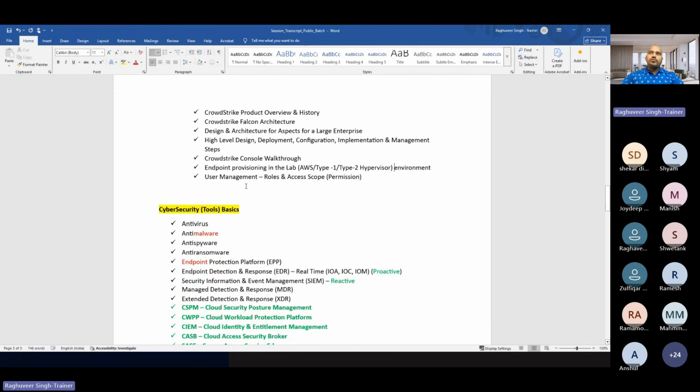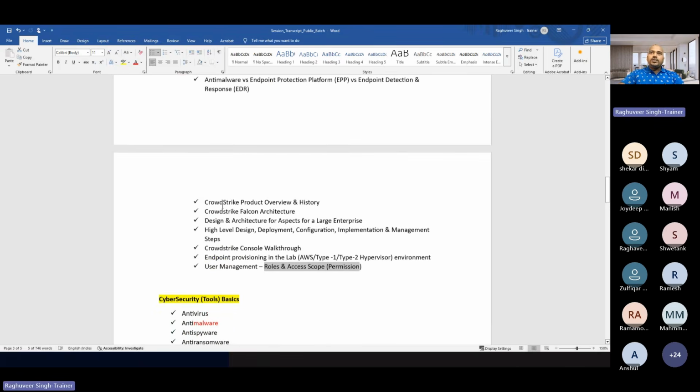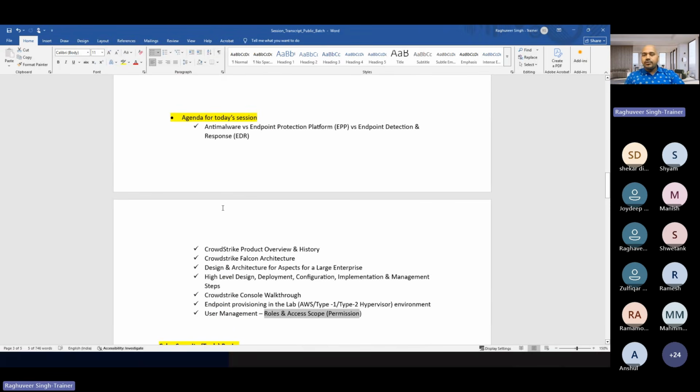Then I'll talk about user management, role and access scope. So this is what we intend to do today. And if we are left with some time, then we will cover more aspects. Okay. So before we get started with the agenda for today, do I have any participant who has any question for any topic that we discussed today?